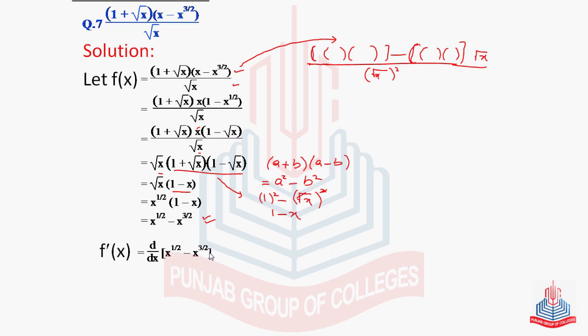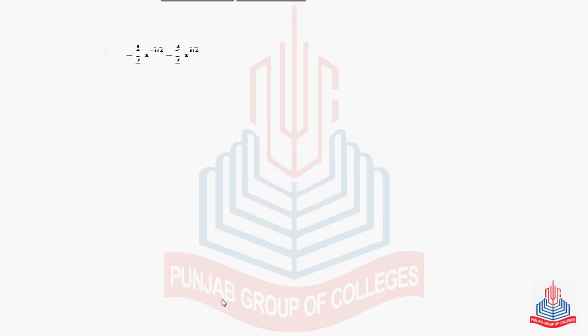Derivative will apply separately on both of these two terms. So d/dx of x raised to the power 1/2 minus d/dx of x raised to the power 3/2. By using our power theorem, this is 1/2 into x raised to the power 1/2 minus 1, minus 3/2 x raised to the power 3/2 minus 1. So we have the derivative f prime of x is equal to 1/2 x raised to the power minus 1/2, minus 3/2 x raised to the power 1/2.